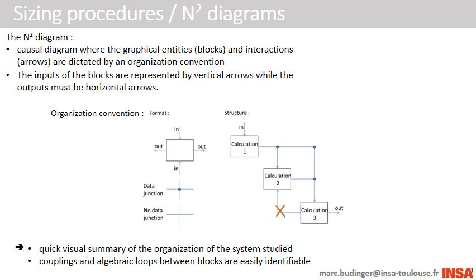An n-square diagram is a causal diagram that possesses a well-established organization convention. Inputs are stored in columns, outputs are stored in rows, and blocks are arranged on the diagonal line in the order of computation.